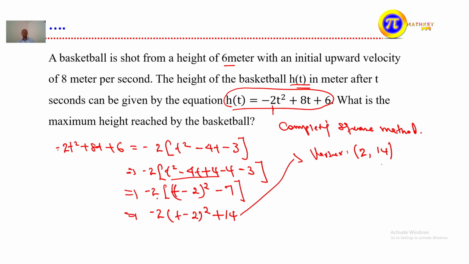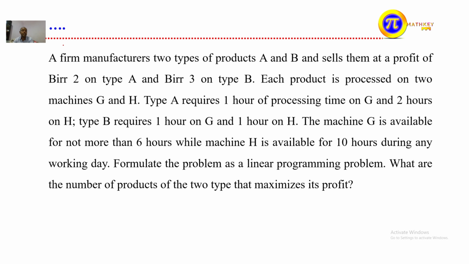What does this imply? The 2 indicates the time taken, that is t equals 2 seconds. The maximum height it has reached is 14 meters. Let us consider the next example.